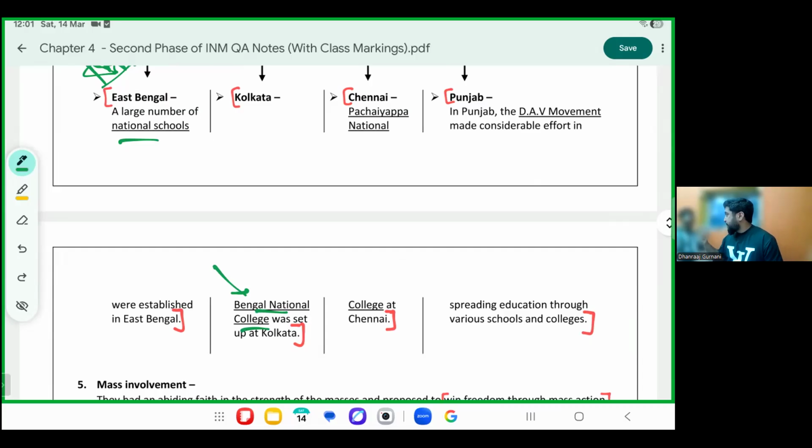Understand this transition. It's not easy to leave government jobs. It's not easy to leave government education and go to a new course or a new school. But the leaders made the common man believe that if they come to our education systems, eventually the country will benefit.